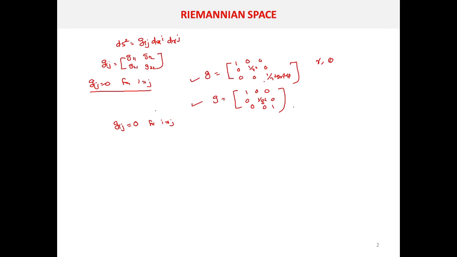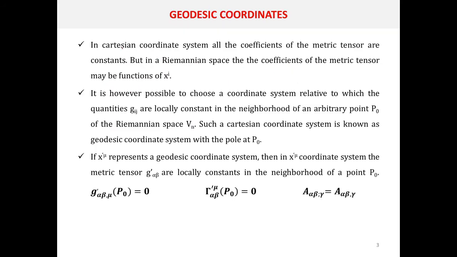In the case of spherical and cylindrical coordinates, these coefficients depend on the coordinates, like 1/r² or 1/ρ². But in the case of Cartesian coordinates, the diagonal elements are constant. So in the Cartesian coordinate system, the coefficients of the metric tensor are constant. But in the case of Riemannian space, the coefficients of the metric tensor may be functions of x^i. However, it is possible to choose a coordinate system in Riemannian space such that the quantities g_ij are locally constant in the neighborhood of an arbitrary point p0.